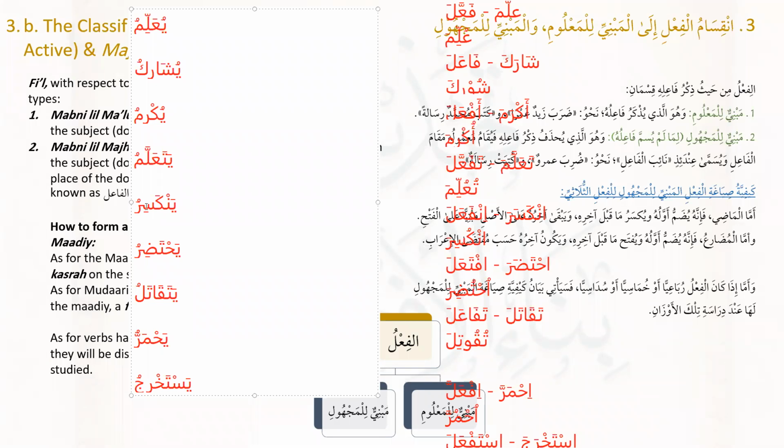يعلم. ممتاز. طيب. So the rest remains the same. يشارك. What will be the مبني للمجهول form of يشارك? يشارك. ممتاز. يكرم. What will be the مبني للمجهول form of يكرم? يكرم. أحسنتم. يتعلم.